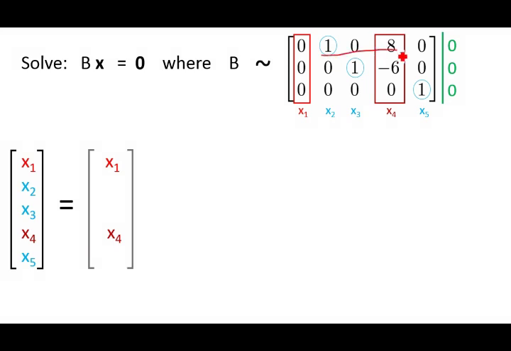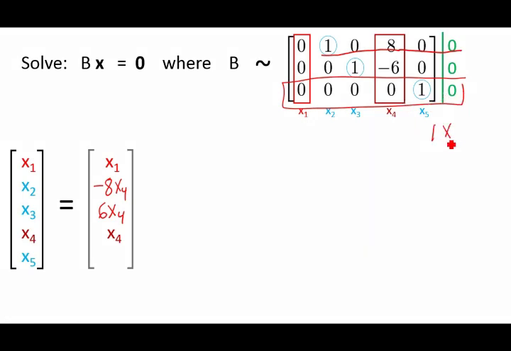I've got 1x2 plus 8x4 equals 0. Moving the 8x4 over to the other side, I've got minus 8x4. Then I can have the 1x3 minus 6x4. Moving the minus 6x4 to the other side, I've got x3 is 6x4. And for my last equation, I can see that 0 plus 0 plus 0 plus 0 plus 1x5 equals 0. I've got 1x5 equals 0, or in other words, x5 equals 0.